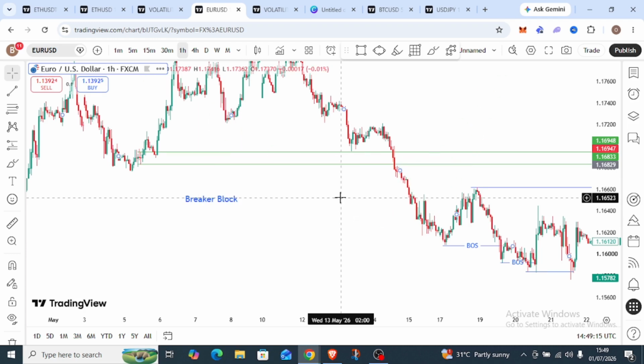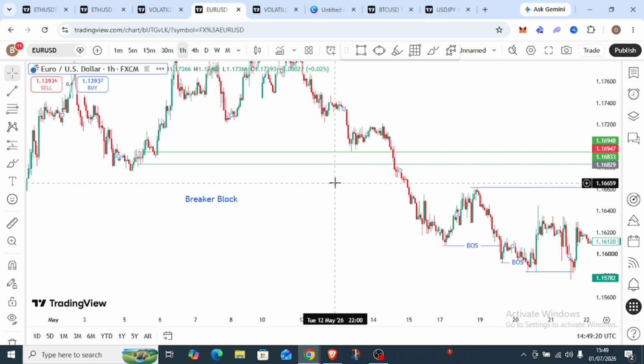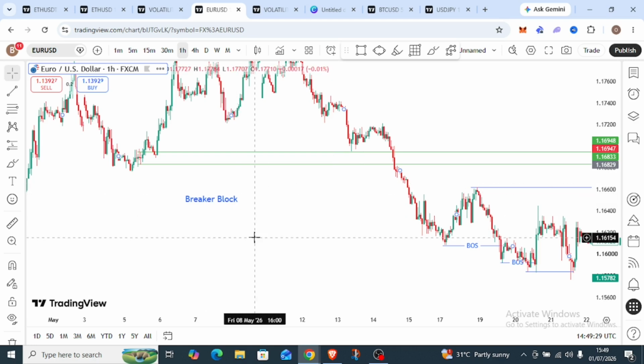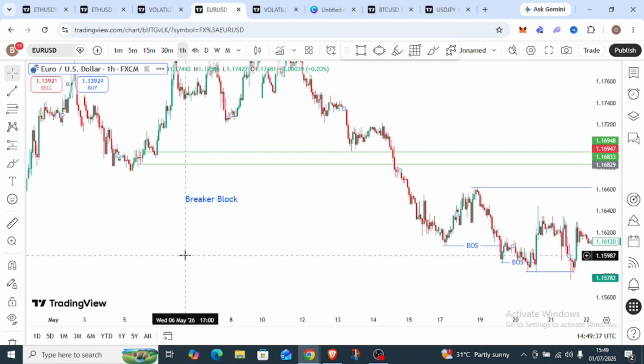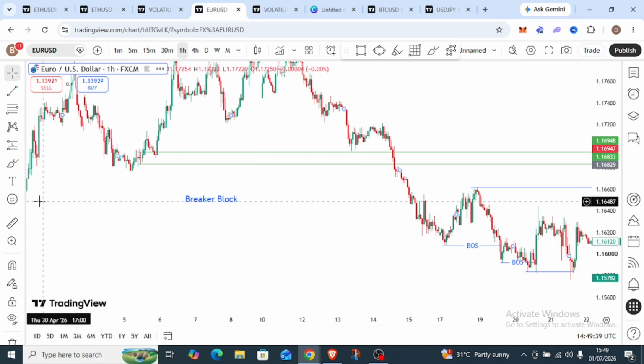I will divide this video into two parts. This is going to be part 1 and I will make the next one, which is going to be part 2. For you to understand breaker block, I'm going to give you some rules to follow. If you are a beginner or an intermediate or advanced learner, this video is for you, and make sure you watch to the end.